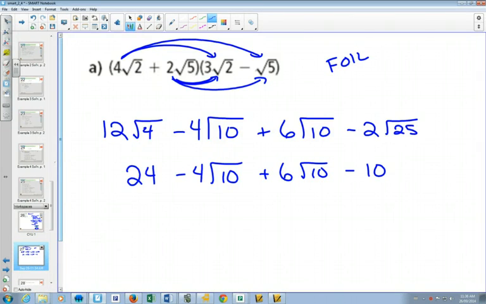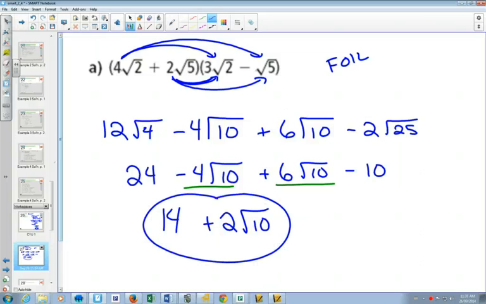So after first multiplying the radicals, we then simplify, and then once we've simplified, we're going to look at this and say, are there any like terms? Are there any like radicals? Is there anything we can put together? Well, 24 minus 10 is just 14. Negative 4 root 10s is a like radical with 6 root 10s. So negative 4 plus 6 will leave me with 2 root 10s. Circle that because that's my final answer.